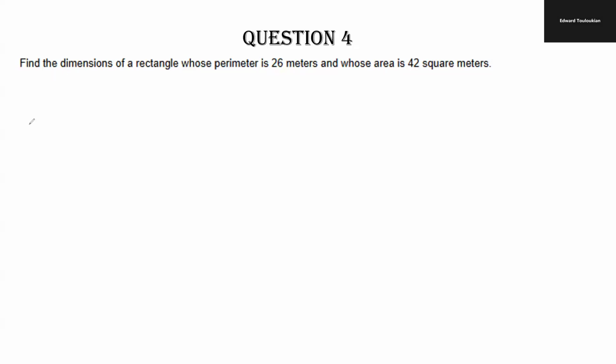All right, so for these rectangle questions, I'm going to start just by drawing a rectangle. Let's start with that. And we know the perimeter is 26 meters and the area is 42 square meters. So we don't really know what either dimension is. So let's just call them, I'm going to go with X and Y. That's X and that's Y.